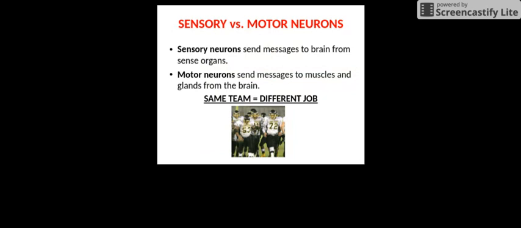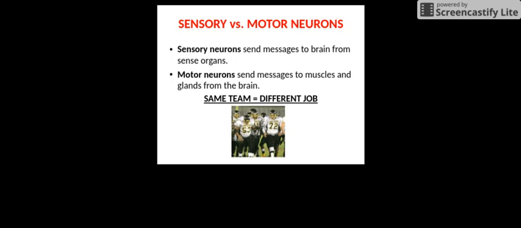So when we look at neurons, they are basically grouped into two main categories: sensory or motor neurons. Sensory neurons send messages to the brain from the sense organs. So think about this being like an information highway. The sensory neurons take everything that you're receiving, and they are flowing in one direction to the brain. Motor neurons are the opposite. They're sending messages to muscles and glands from the brain. So your sensory neurons are heading one direction, your motor neurons are sending messages in the other direction.